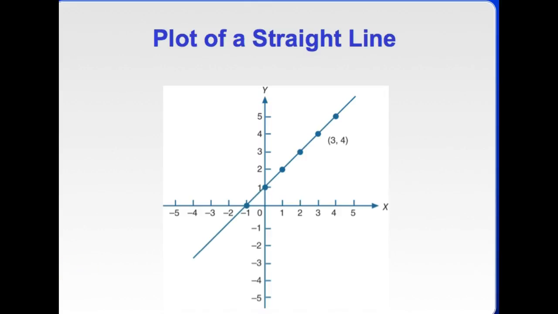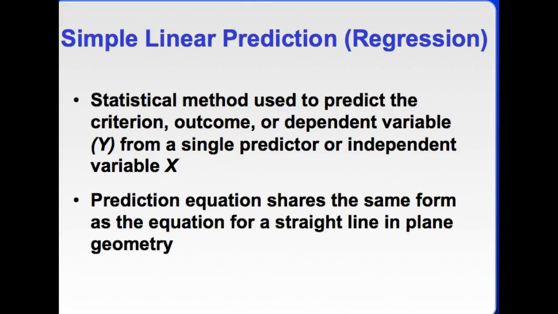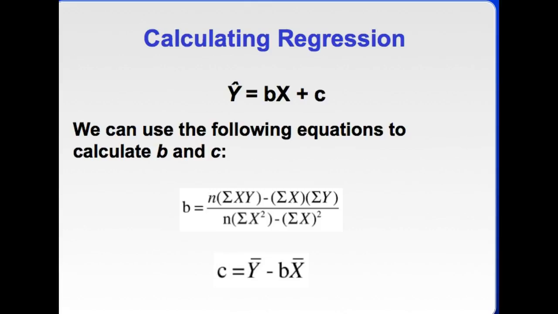Here's a plot of a straight line. Linear prediction or regression, statistical method used to predict the criterion, outcome, or dependent variable Y from a single predictor or independent variable X. Prediction equation shares the same form as the equation for a straight line in plane geometry. Here's calculating regression. We can use the following equations to calculate B and C.